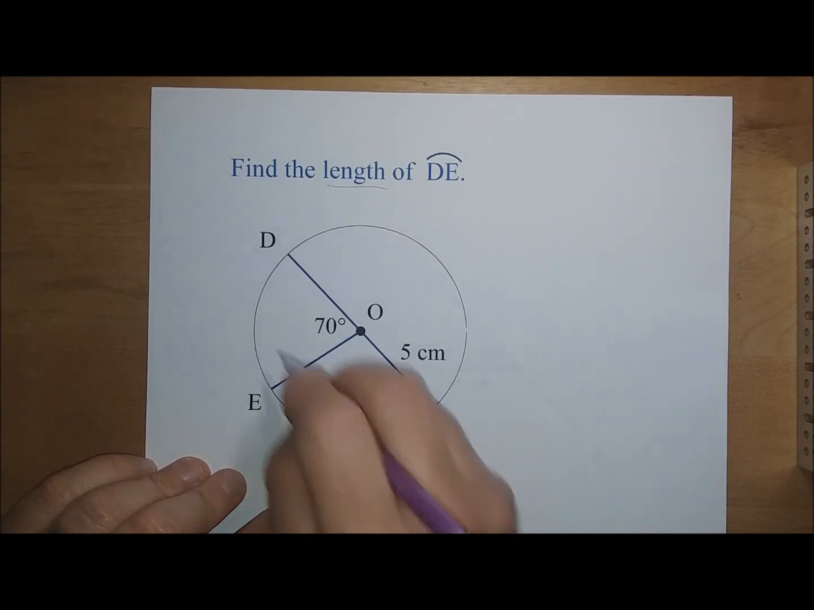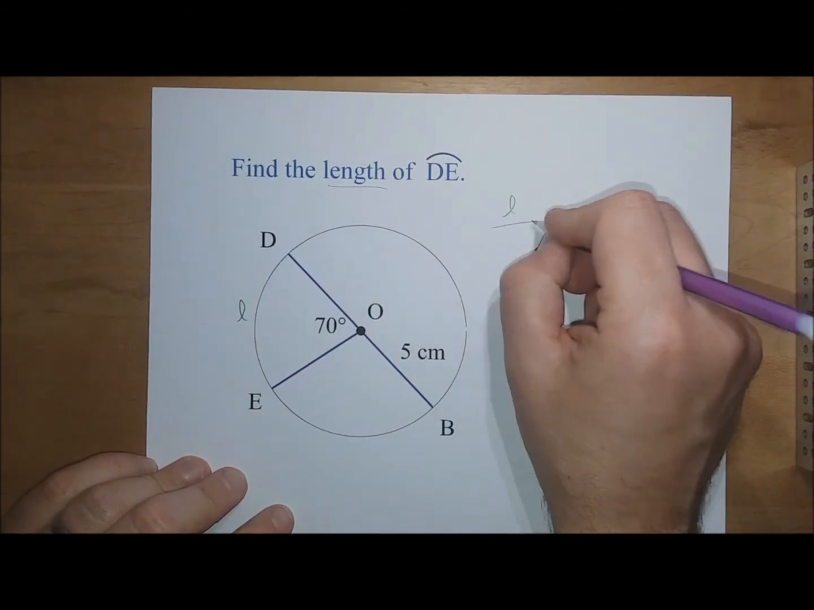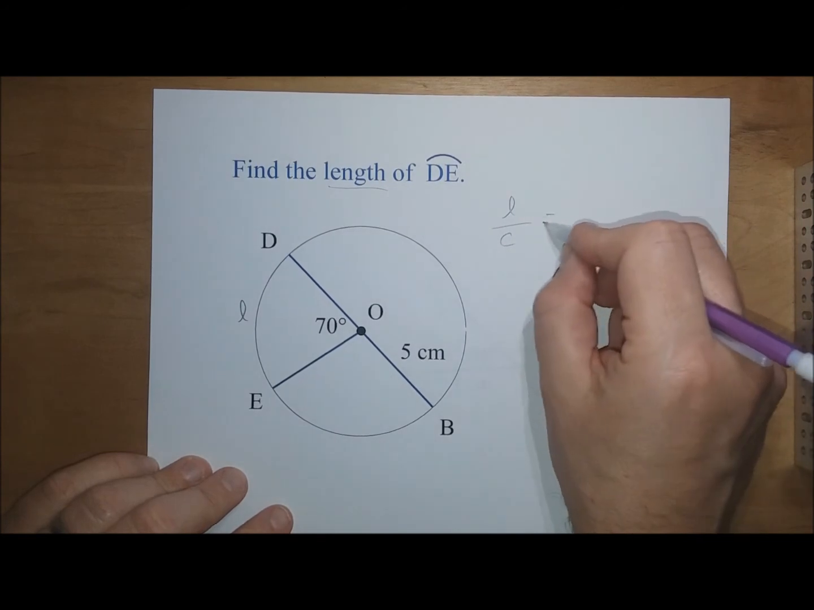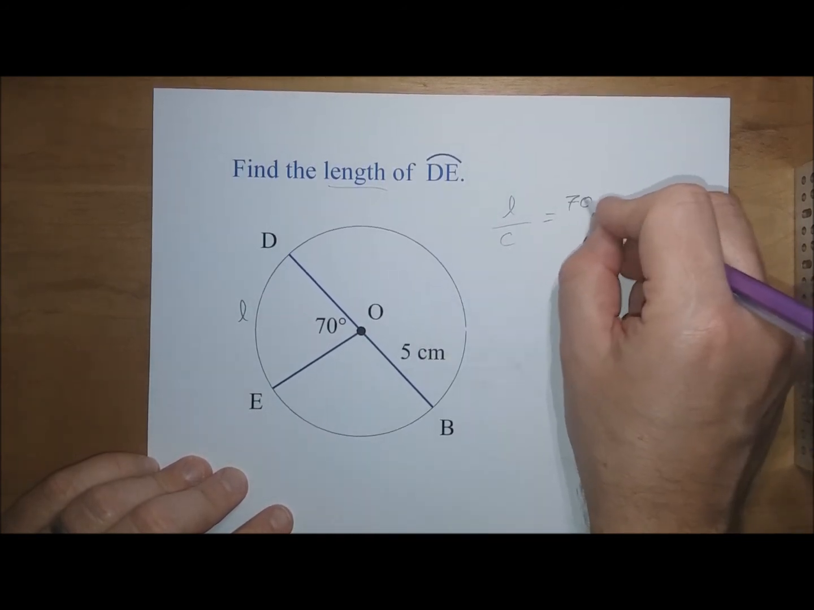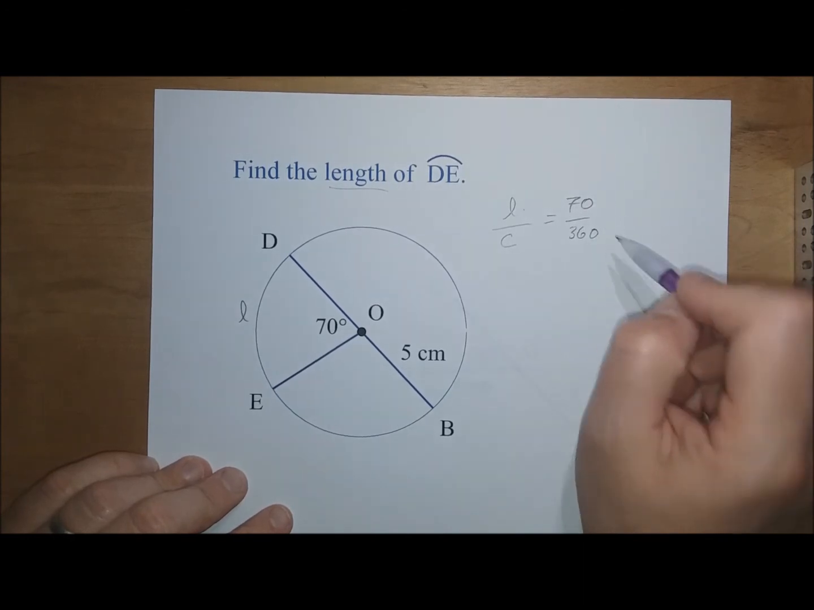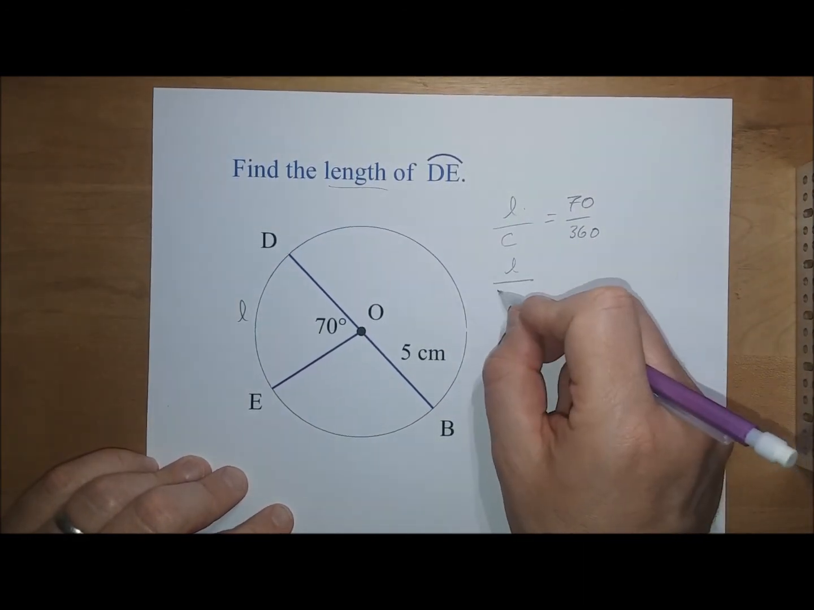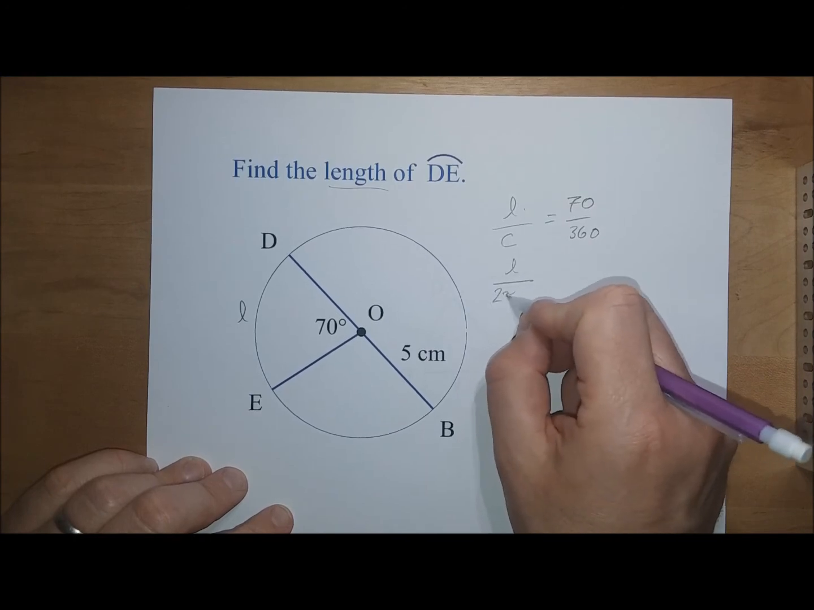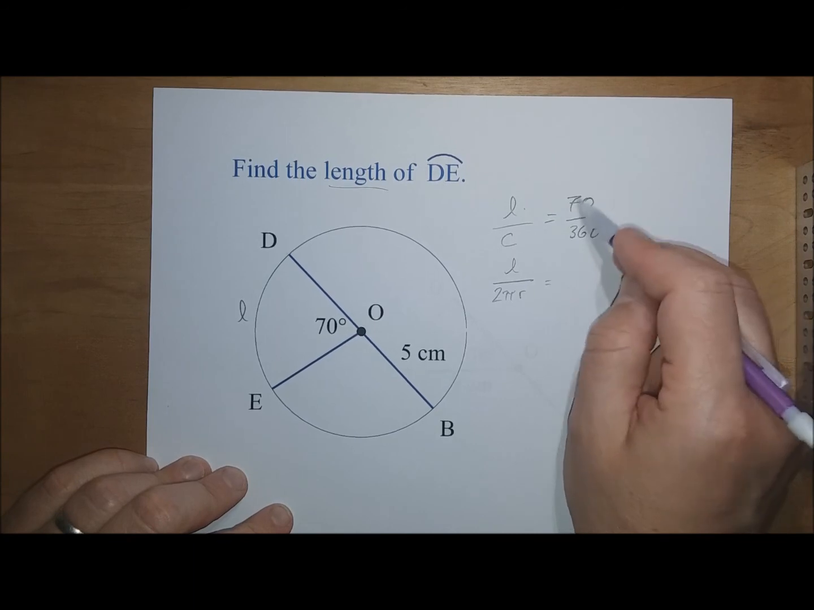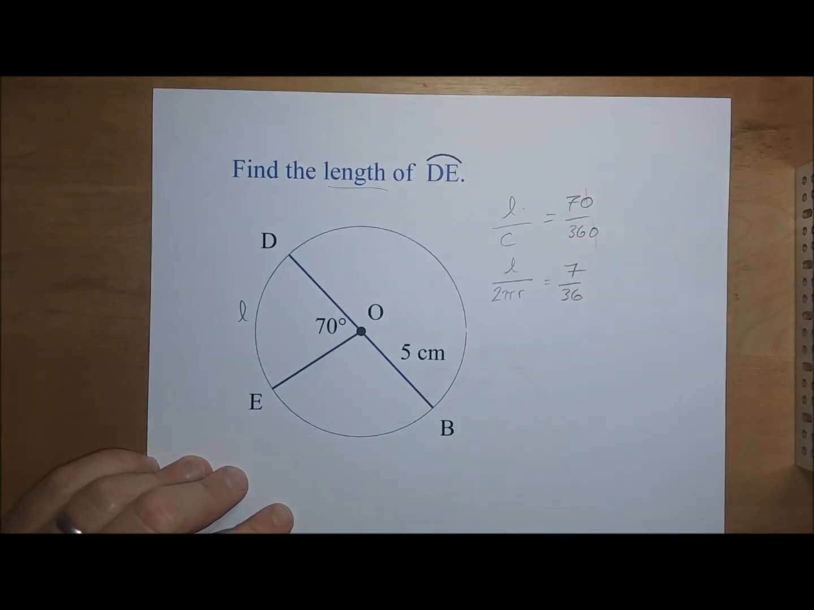Well, let's call this L. And L over the circumference should equal 70 over 360. Part to the whole should equal part to the whole. Okay, so L over circumference, 2 pi r, should equal 70 over 360. I'm going to go ahead and simplify that straight away and just call it 7 over 36. Everybody okay with me just slashing out those zeros?